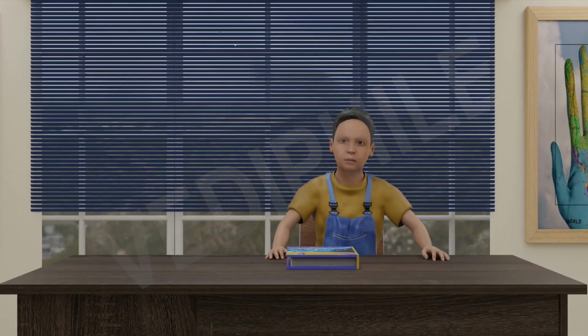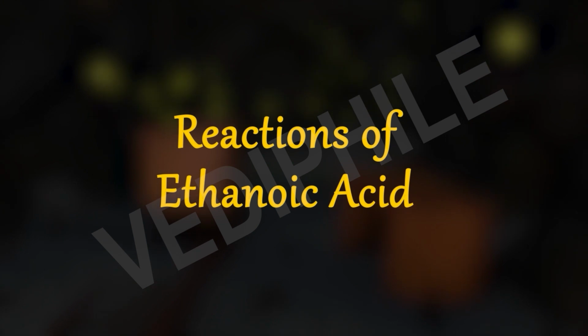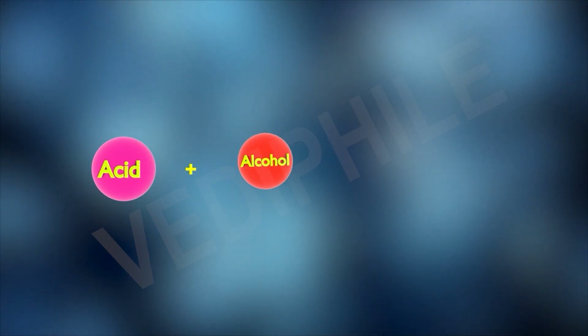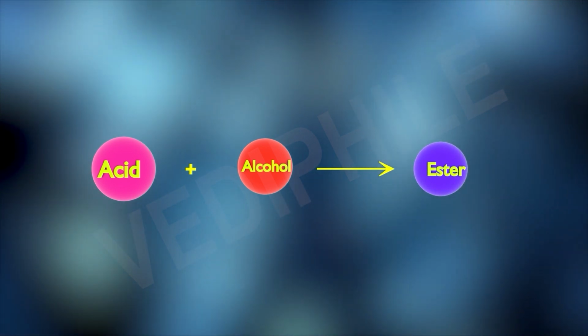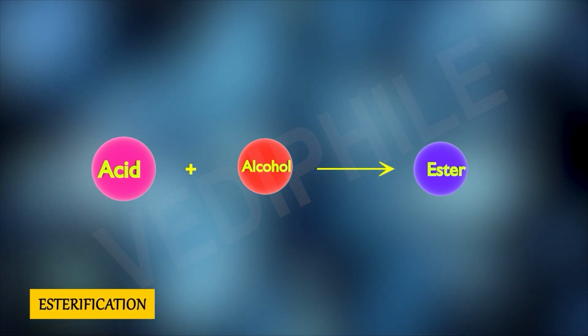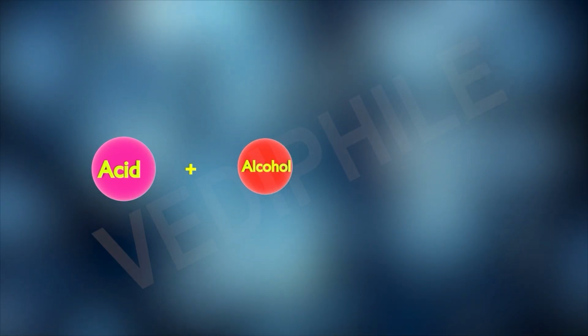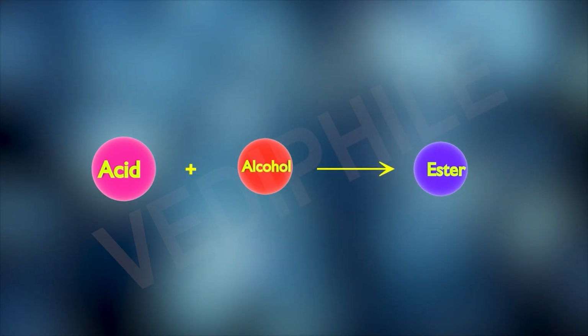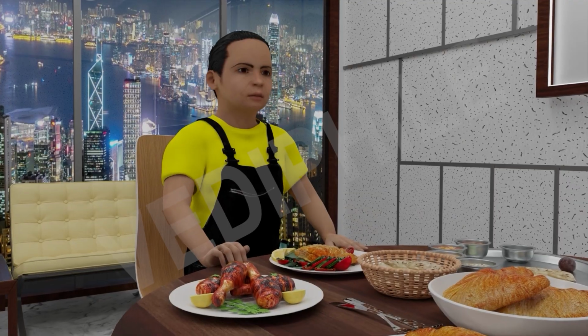So now we are going to study the reactions of ethanoic acid. When acid interacts with alcohol, ester is formed. The process of ester formation is called esterification. So ethanoic acid is also an acid. It interacts with alcohol and forms ester. तो ester formation को हम देखते हैं एक एक्टिविटी से.